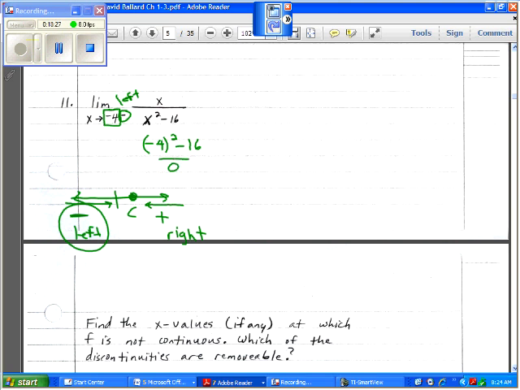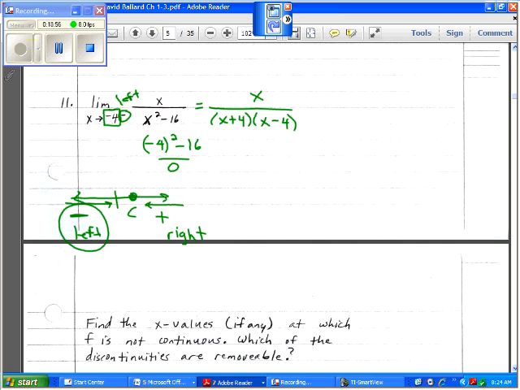You're going to have a division by 0 error. So we know that at -4, there's a discontinuity. We may try to remove that discontinuity. Let's see if we can remove it by factoring. We've got an x, and then we have x plus 4 times x minus 4. The discontinuity is not removable.